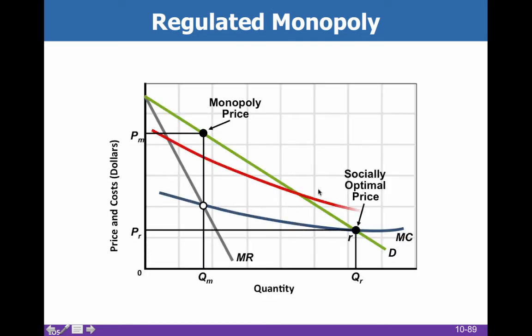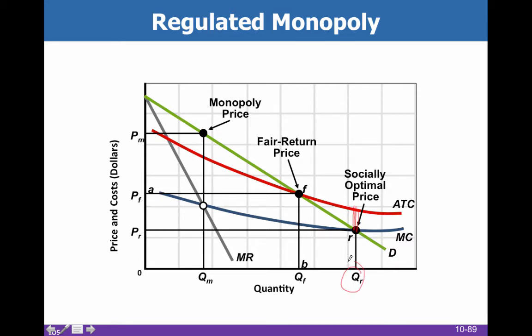Okay, so the socially optimal price here puts us in a position where we're going to have to be at a loss. So at this quantity, we have a difference between the price and the average total cost, and this represents a per unit loss. This would be, excuse my bad art, this would then represent total loss. Okay, so the vertical distance is loss per unit, and then the area is total loss.